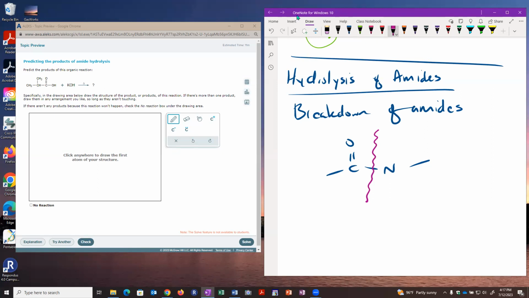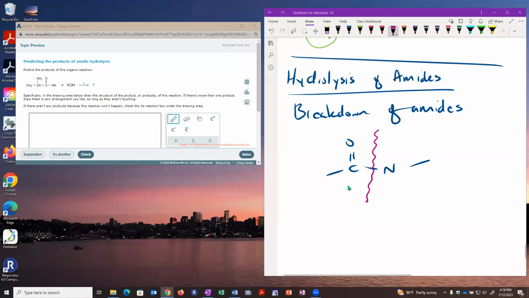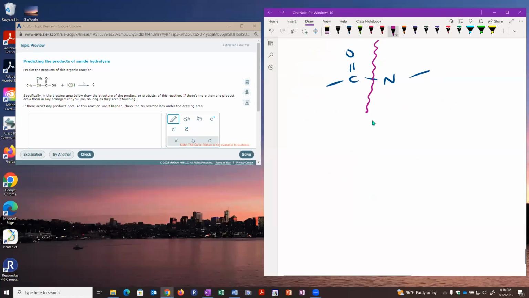All right, so if you look here at the question that's given, we actually don't have an amide to begin with, but we do have a carboxylic acid and we have a potassium hydroxide. So this is the base, and that's an acid. So this is actually an acid-base reaction. It's not an amide hydrolysis reaction. So because this is an acid-base reaction, we're going to end up making a salt and water.